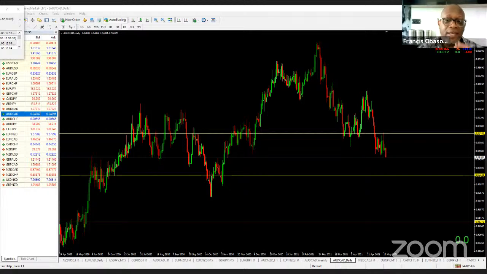But like I say, I believe I am going to be jumping into one of these trades today, either the Aussie Canadian dollar, the Euro Canadian dollar, or the New Zealand Canadian dollar for a sell.